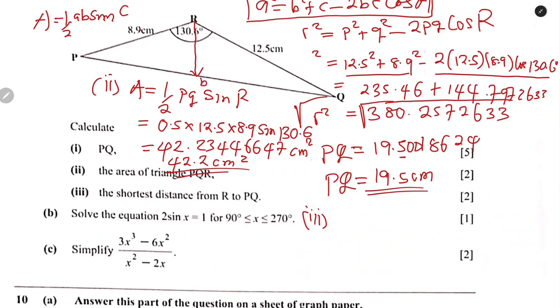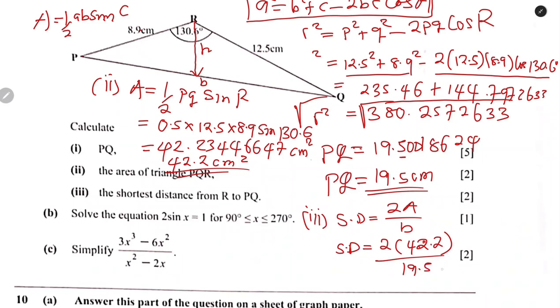You are going to see in the formula for shortest distance. This is more like height. You can write SD for shortest distance, or H. So shortest distance is equal to 2 times area divided by base, which is this part where it is going. So shortest distance is equal to 2 multiplied by area, 42.2, divided by the base, 19.5.